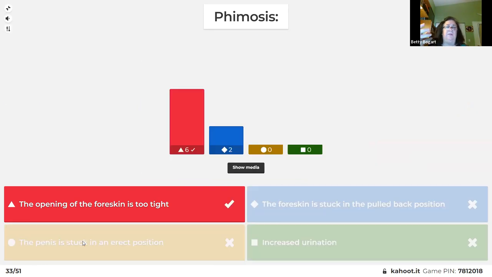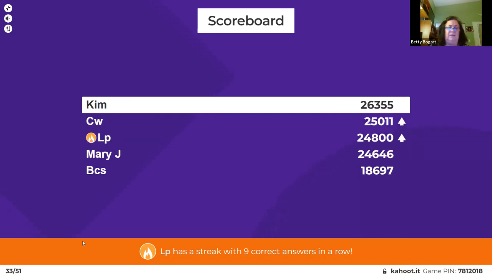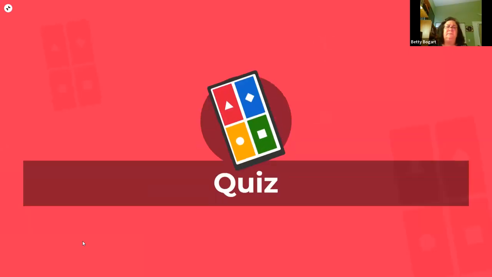So phimosis is when the foreskin on an uncircumcised male is too tight and you can't pull it down. And that, of course, will lead to urinary tract infections. So most of the time they'll do a circumcision. My grandson had to have it done at a month old. I could not get that thing to go down. So it had to be done.